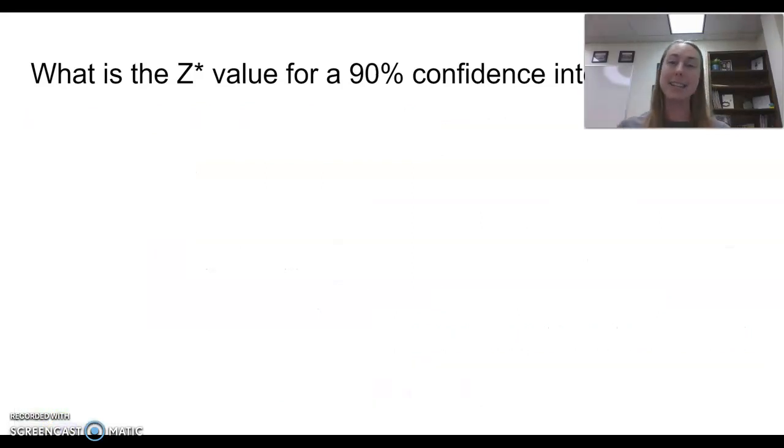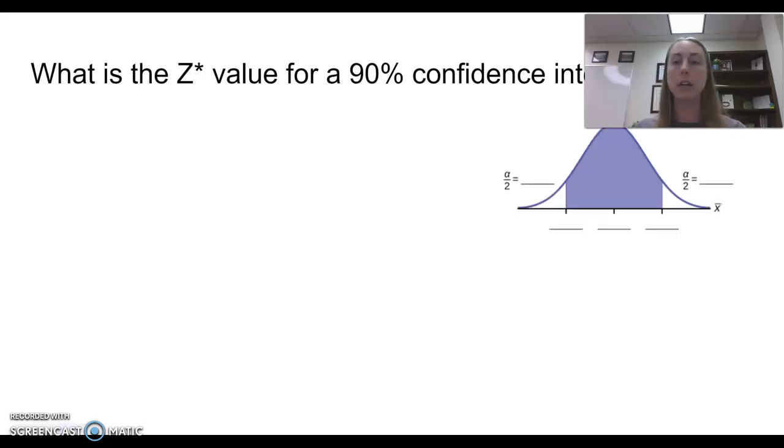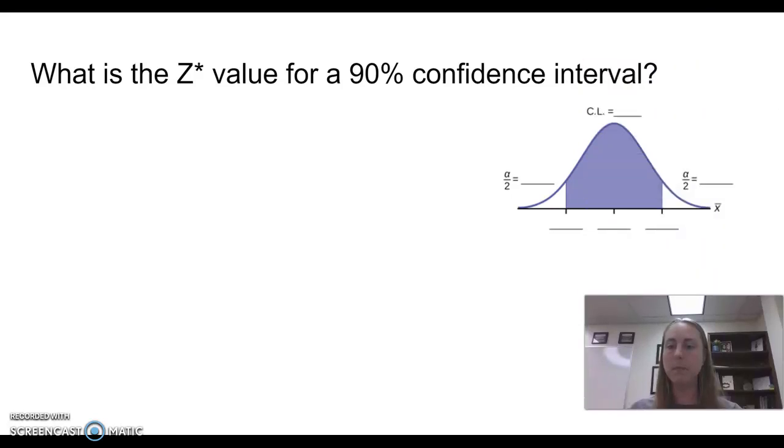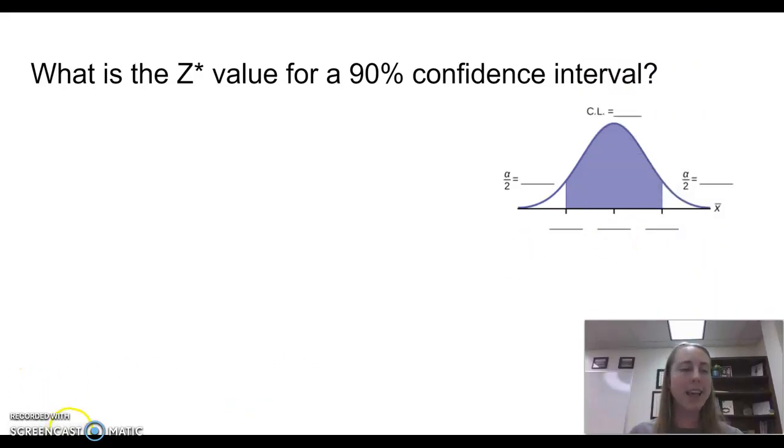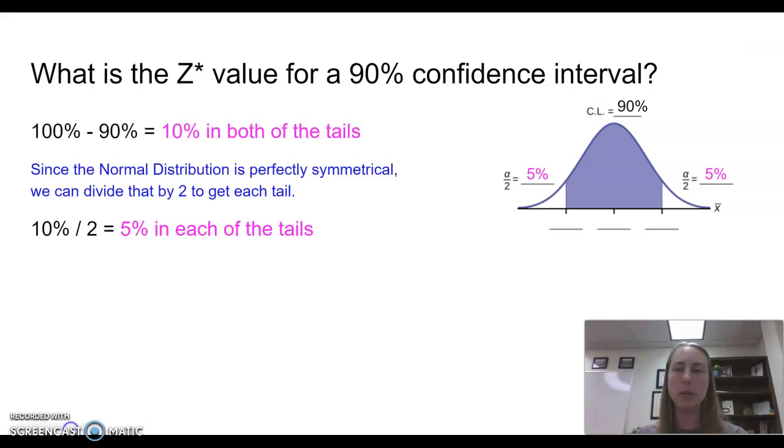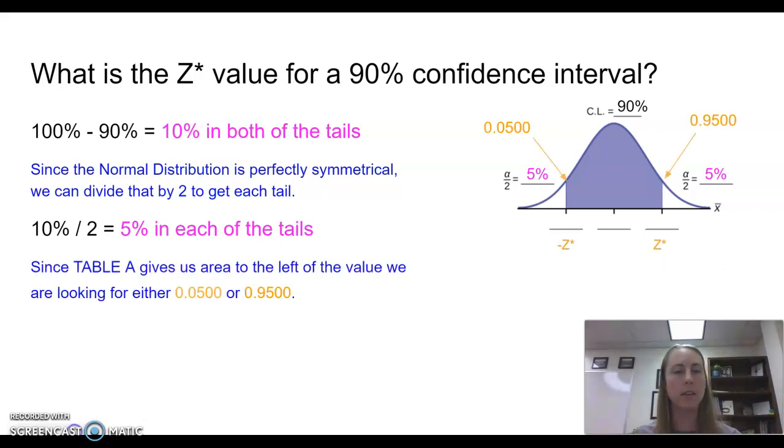We're going to do it with 90% confidence interval. So the same process, but this time we're going to do it with 90%. So again, we're going to start with our picture. Here's our picture. Our CL here stands for confidence level. So our confidence level is 90%. So 90% is going in the middle. We're going to do the same calculation. We're going to take our whole 100%, subtract that 90 that's in the middle, and we're going to get 10% for both tails. Since the normal distribution is symmetrical, we divide that by 2 and get 5% in each of the tails. We can do our double check. 5 plus 90 plus 5 is equal to 100, so we know we've calculated that correctly.